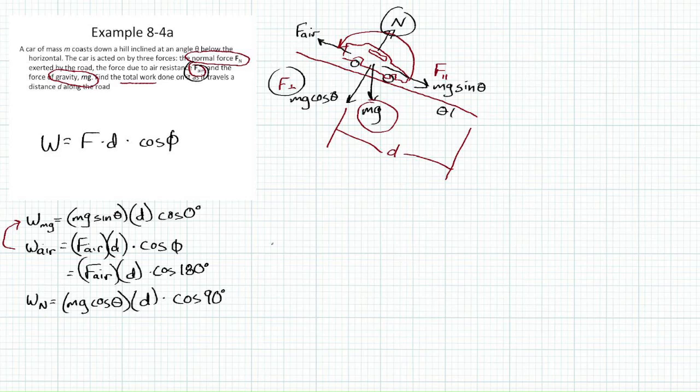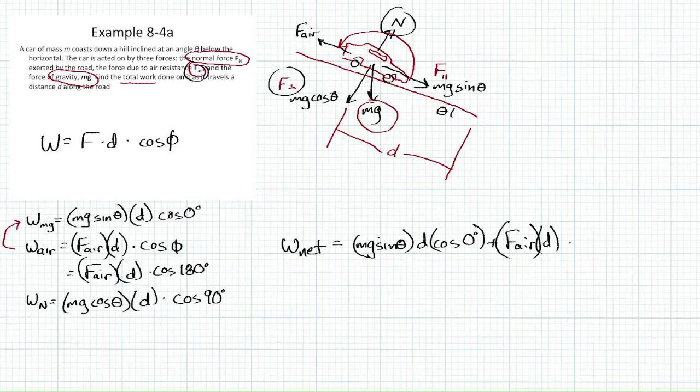So let's add all these up and we'll have a statement that expresses the net work done on this car. Net work would be mg times sine of theta times our displacement times cosine of 0, which isn't really necessary, but we'll write it in, plus the air force or friction force times displacement times the cosine of 180.